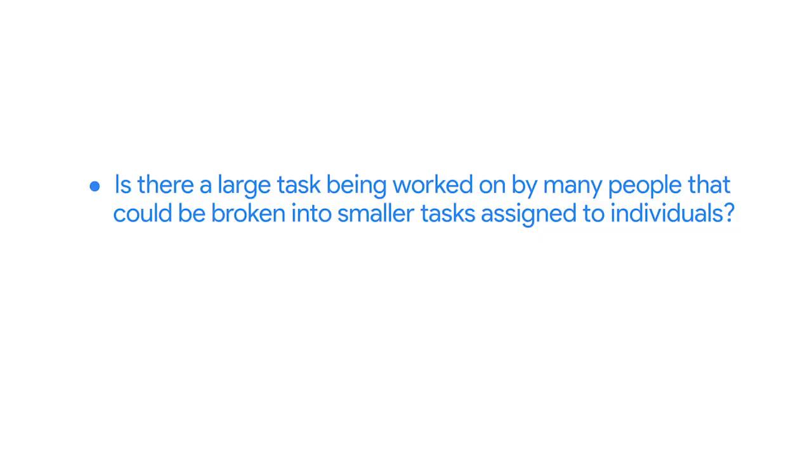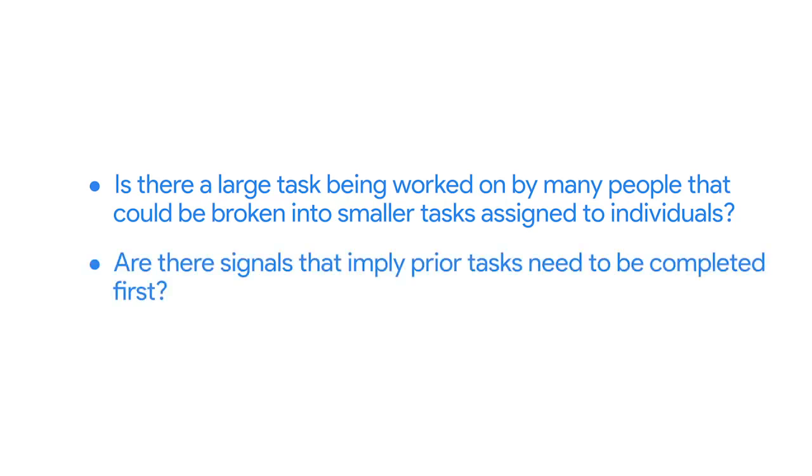During this process, ask yourself questions like, Is there a large task being worked on by many people that could be broken into smaller tasks assigned to individuals? Are there signals that imply prior tasks need to be completed first? For example, a deliverable like install tablets might imply selecting a tablet vendor as a prior task.